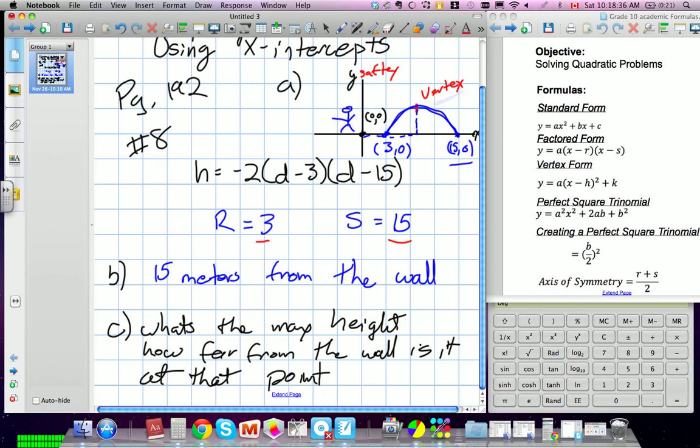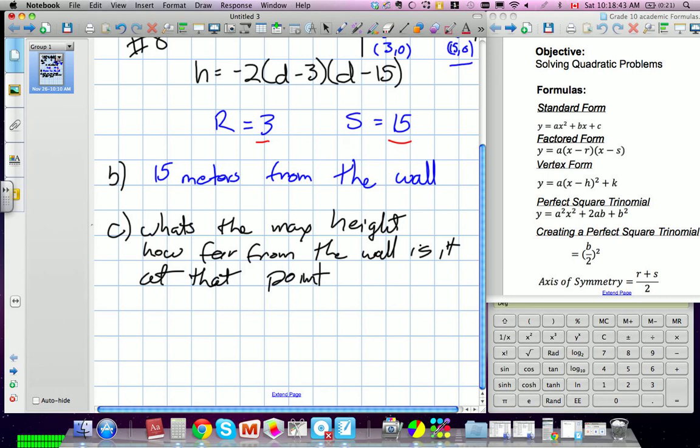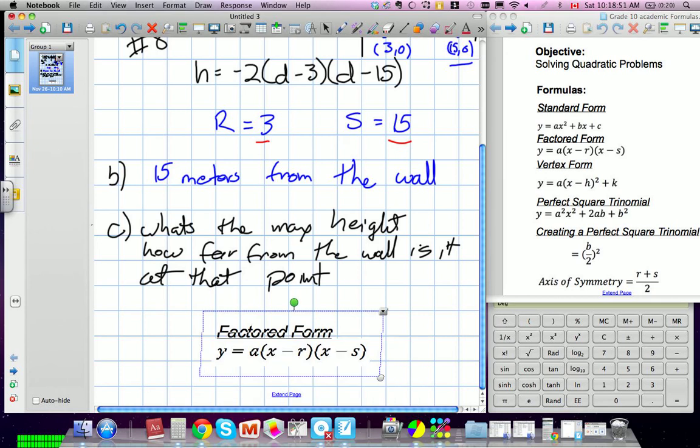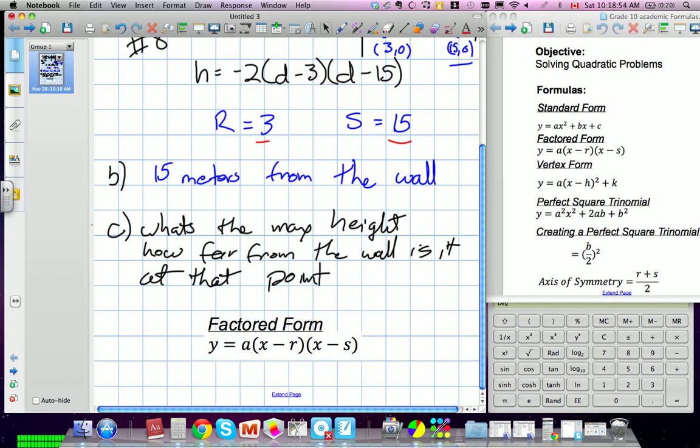Okay. We started in factored form. We had an R and an S value, which we discovered to be 3 and 15. Now what we need to do is find the vertex, and in order to find the vertex from this, we're going to be using our axis of symmetry.